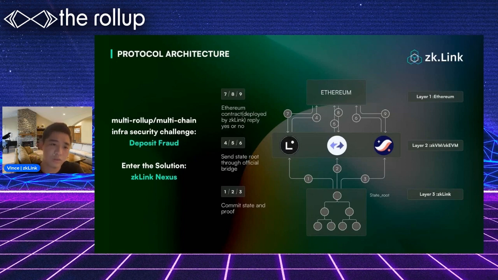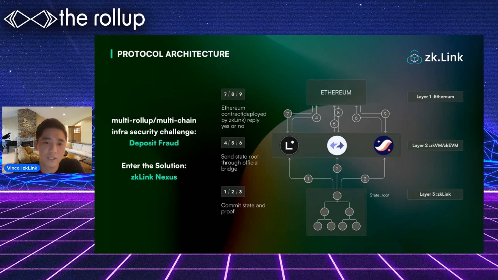Because any multi-rollup or multi-chain infra will have the same security challenge, which is deposit fraud. What does deposit fraud mean? It means that the validator can falsely inform one chain about a deposit on another chain, which it cannot directly verify, because the different chains are not able to directly perceive the states of another chain. For example, Starknet cannot directly perceive the state on zkSync.